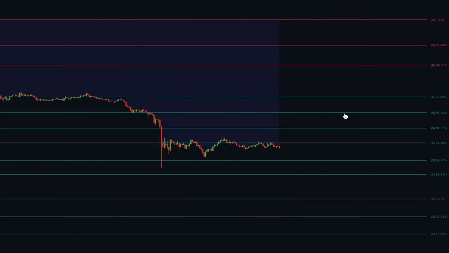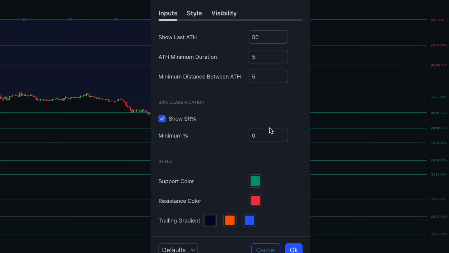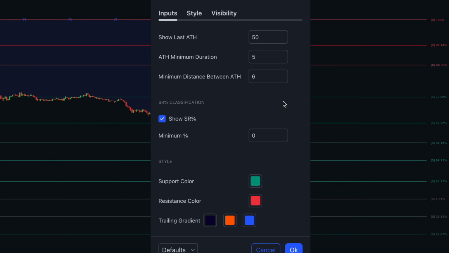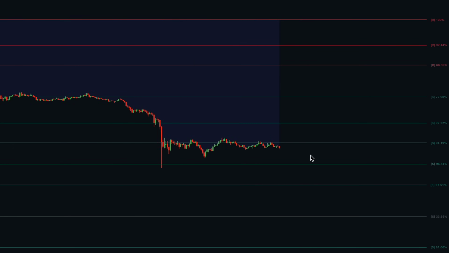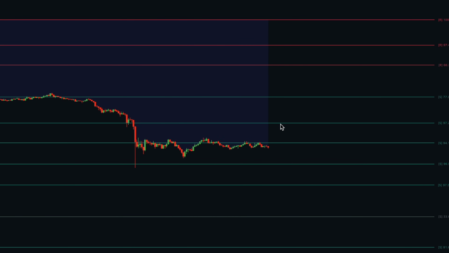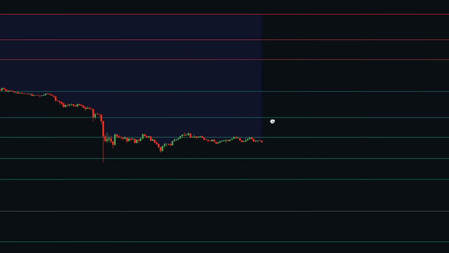When displaying each historical level, some of them can be very close to each other. You can use the minimum distance between ATH setting to filter out levels too close to each other, with higher values of this setting returning more spaced levels. I think this indicator can play a significant role in your existing strategy. Add it to your favorites, and let's move on to indicator number 8.